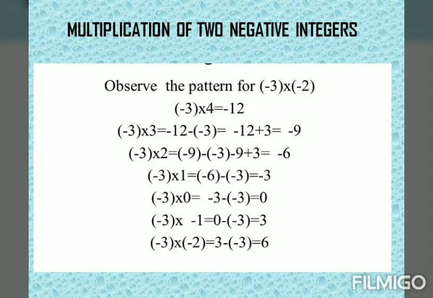So we have derived the rule that negative into negative is positive. Negative into negative equal to positive. Keep it in mind. By using that rule, we can easily find the product of minus 3 into minus 2. You know that minus into minus is plus, 3 2s are 6. Easily we can find it.